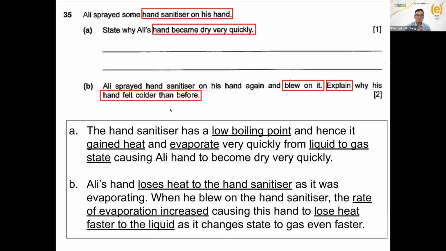Just like when we take a shower, for example, right? We come out of the bathroom, we feel very cold, right? Because of the water droplets around our body: as the water evaporates, our body loses heat to the water droplets. Then suddenly the cold wind blows, we stand under the fan, and we feel even colder. Why? Because the water droplets evaporate even faster, so our body loses even more heat to the water droplets. All right, same concept here.